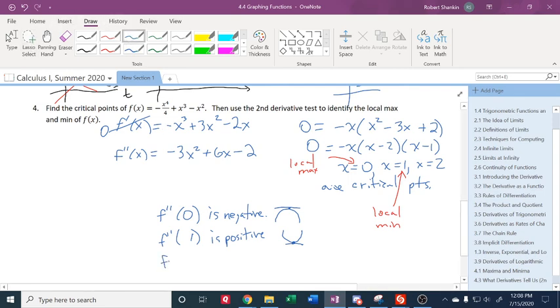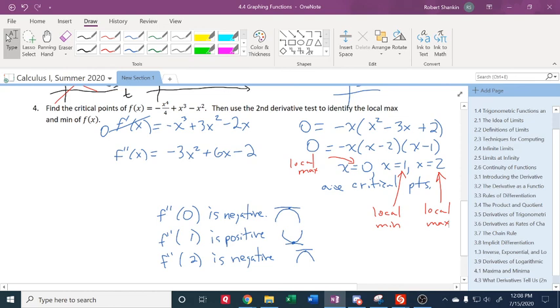Let's go to F prime prime of 2. If you plug in 2, you get negative 12, and you get negative 2 altogether. So it is negative. Concave down, horizontal tangent line. We must be a local max at these 3 values.